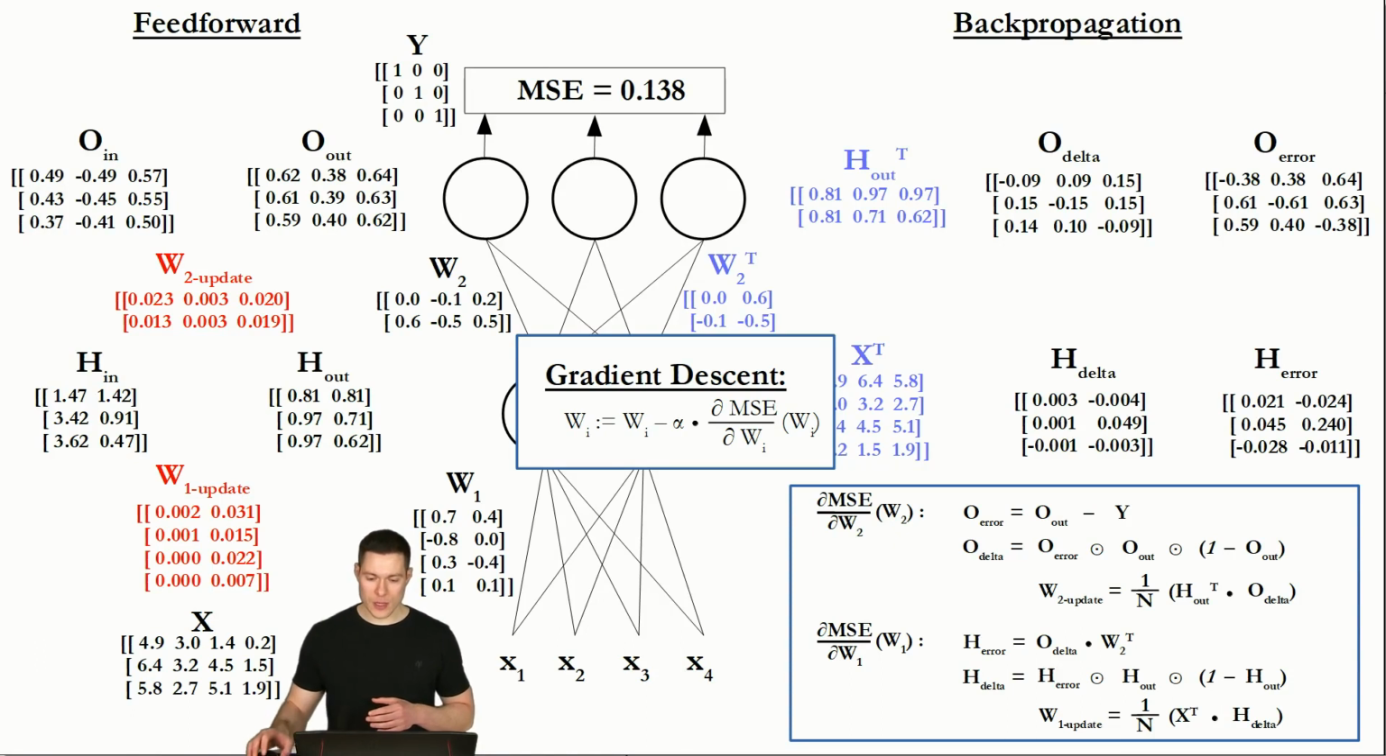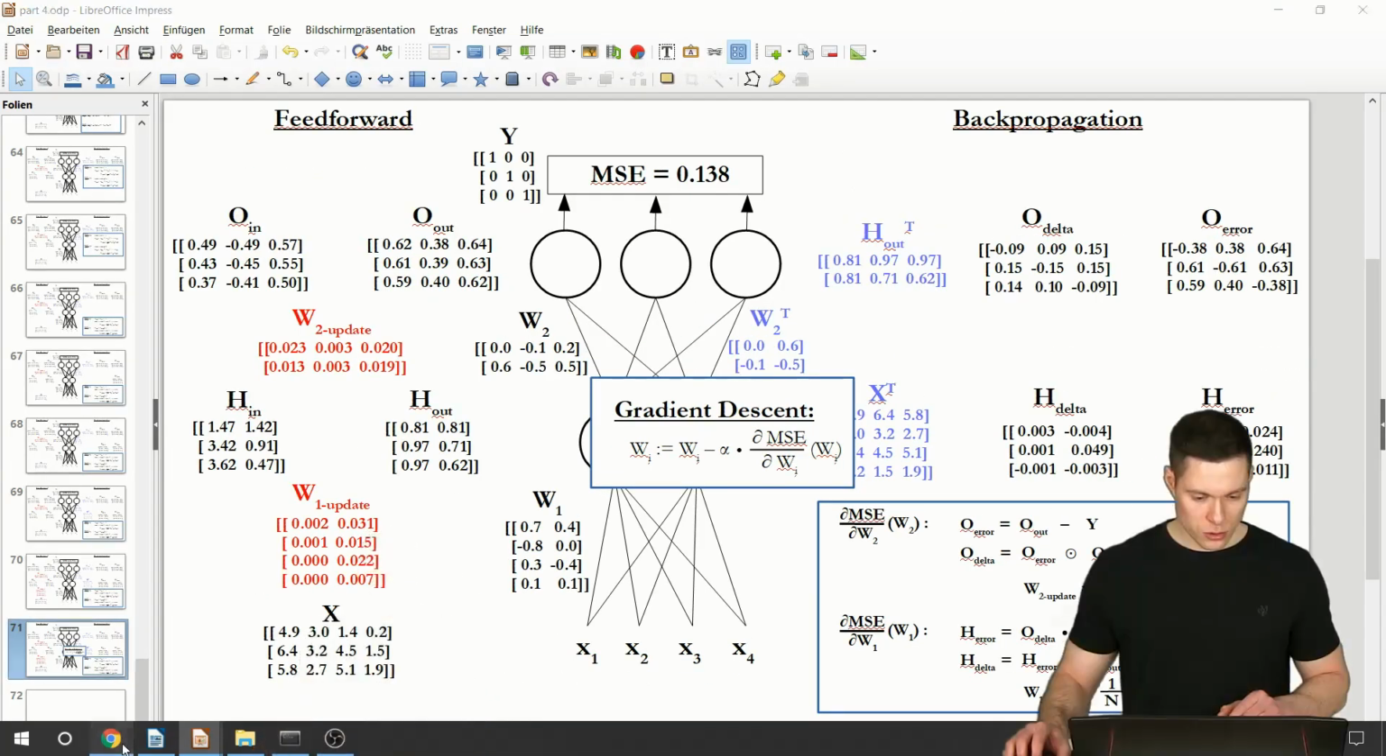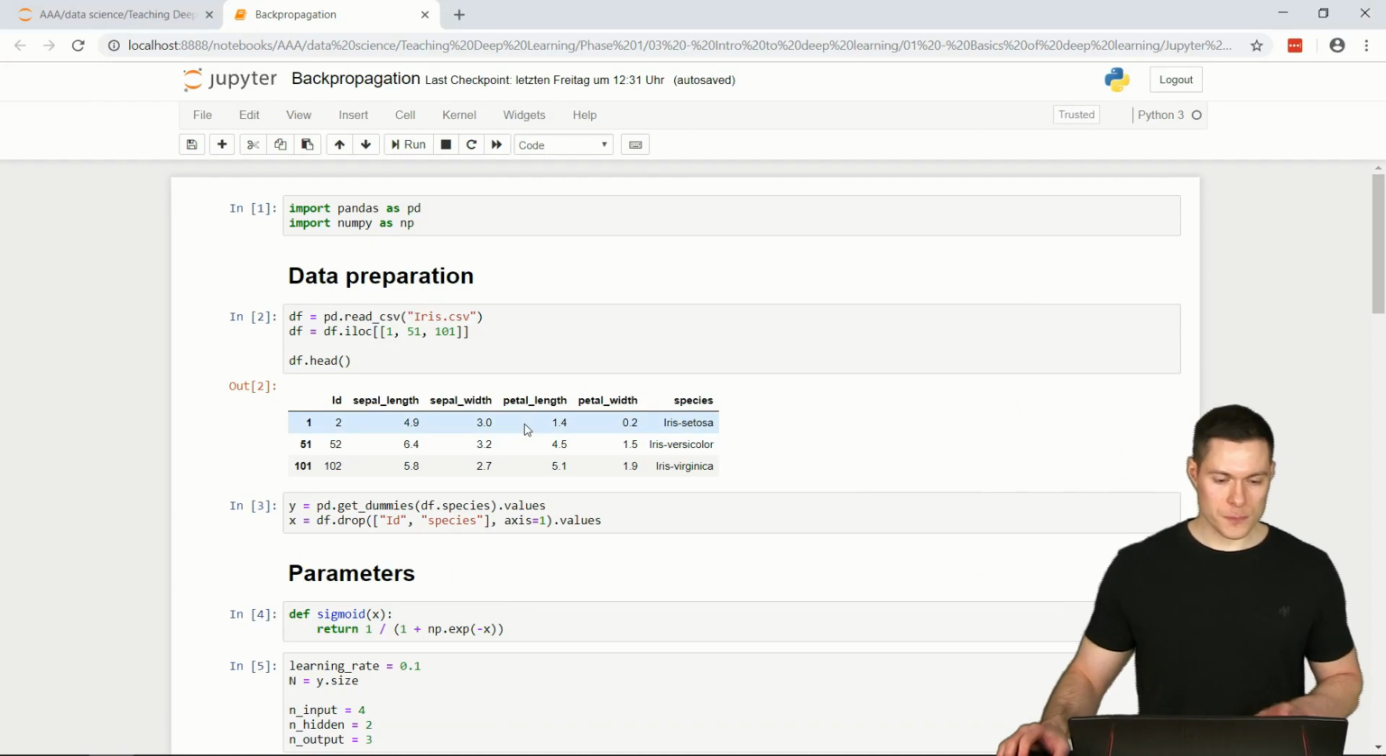In the previous video, we left off at the point where we've written down all the equations that we need to implement the backpropagation algorithm in code. And this is what we're going to do now. So let's get over to the Jupyter notebook.